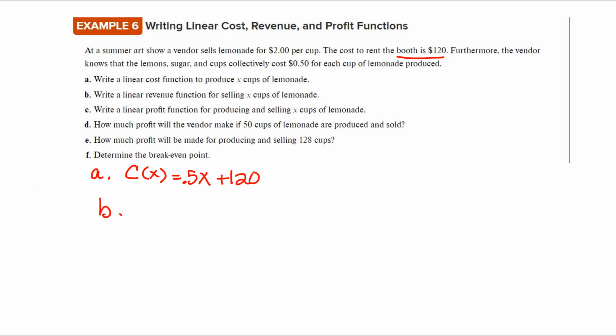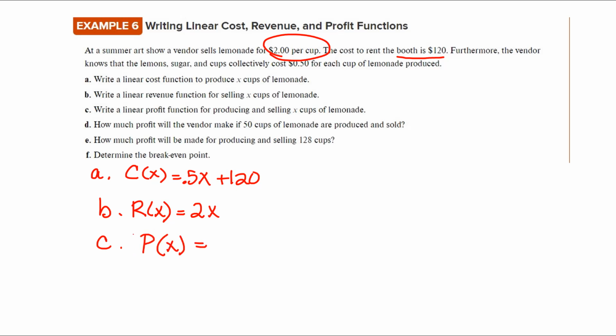Part B, write a linear revenue function. This is just about the money I'm going to make by selling X cups of lemonade. I'm charging $2 per cup, and so that's what I'm going to make. R of X is going to be $2 times the number of cups I sell, and that number is X, so 2X. That's the money I'm going to make. $2 per cup.